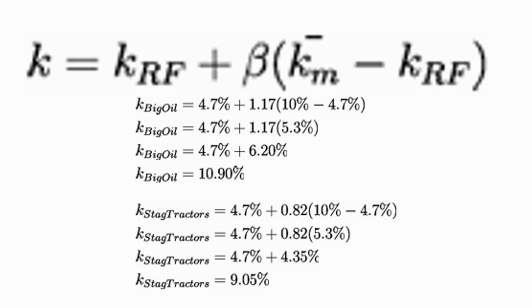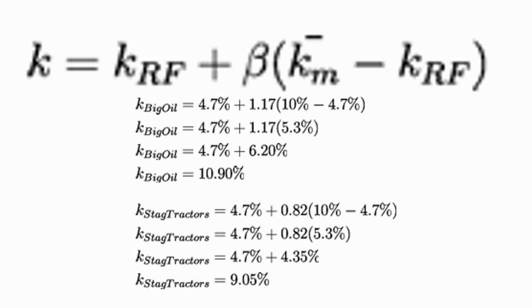We add back in the risk-free rate to get the total required return for that specific stock. If we apply it to our specific stocks, we'll get the following. Remember previously, beta for big oil was 1.17, the beta for stacked tractors was 0.82, and the expected return for the S&P 500 was 10%. The required return for big oil is 10.9%, and the required return for stacked tractors is 9.05%.